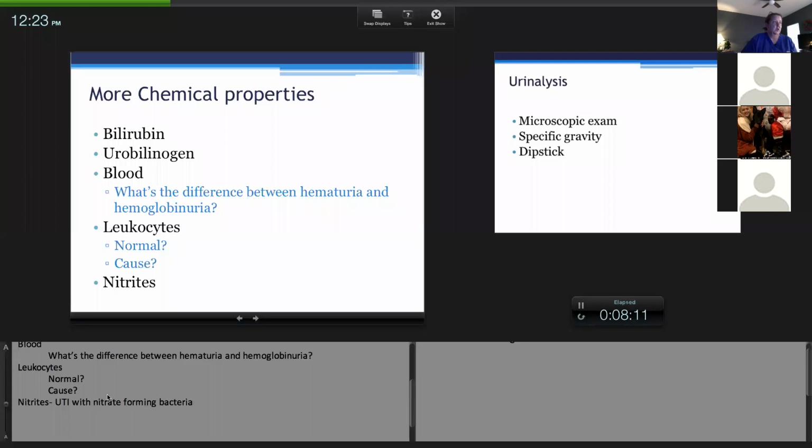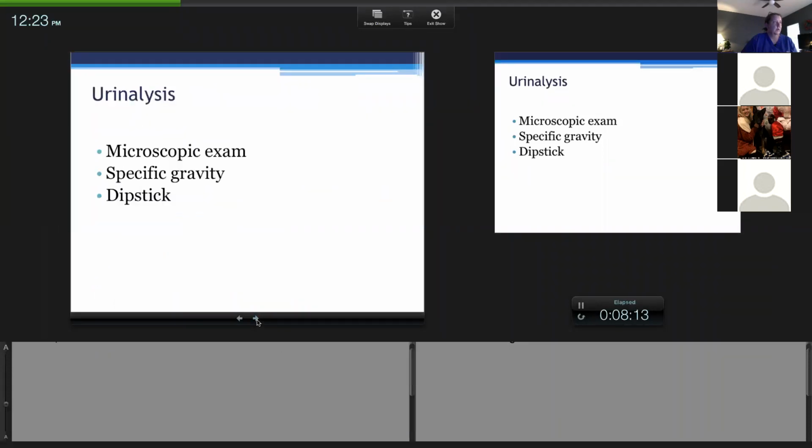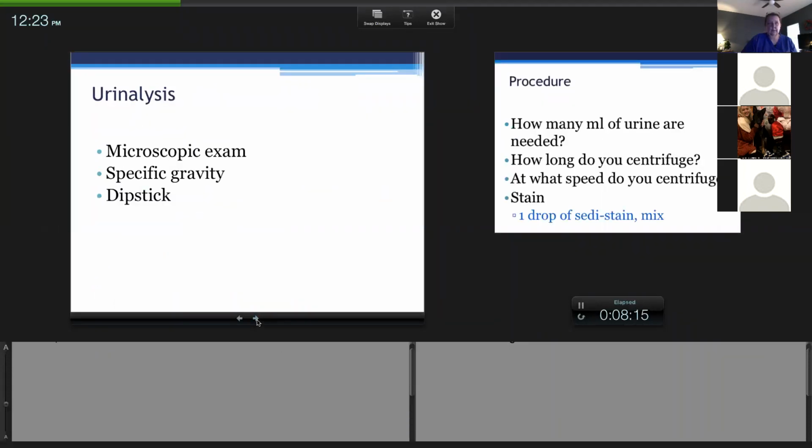Okay, are there any questions about that? I spend a lot of time talking about that, but I can't tell you how many urinalyses you do in practice. Even if you send it to the lab, when you get the urinalysis back, it's going to have all of those properties listed. You need to be able to interpret.